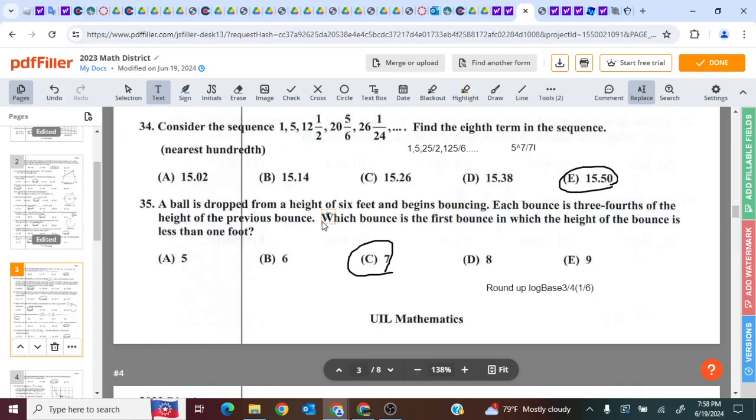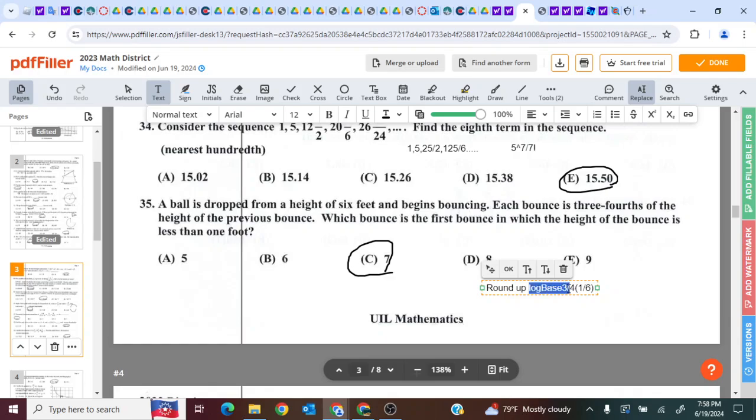35, a ball is dropped from this height and begins bouncing. Each bounce is 3/4 the height of the previous one, and which bounce is the first in which the height of the bounce is less than 1 foot? So basically, you're wondering when (3/4) to the power of n times 6 will be equal to 1.